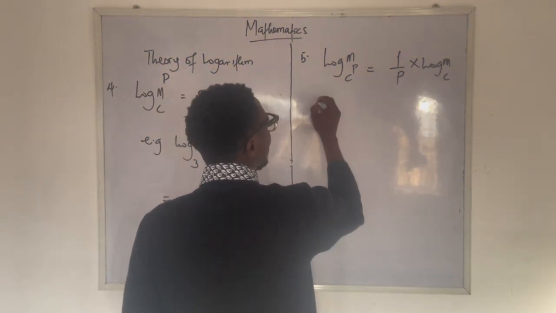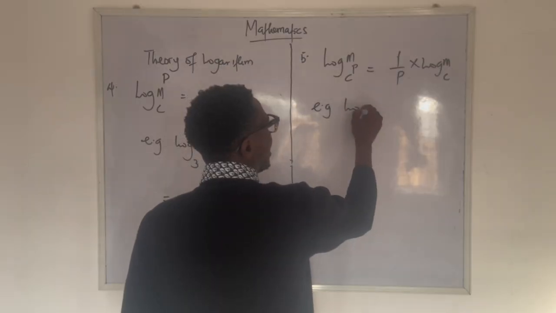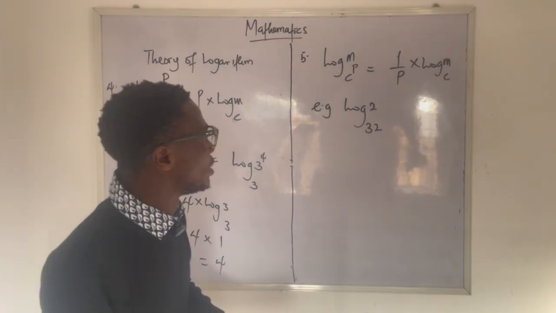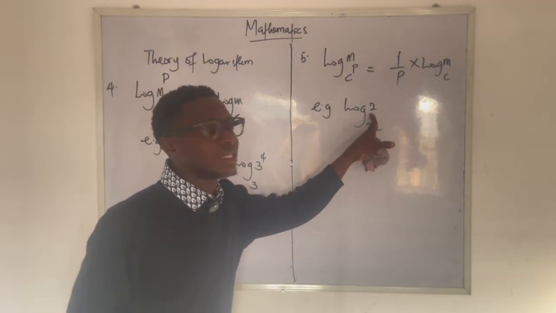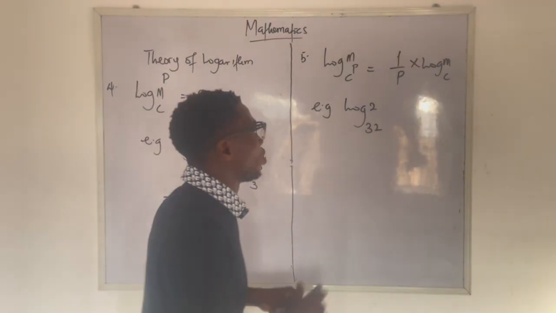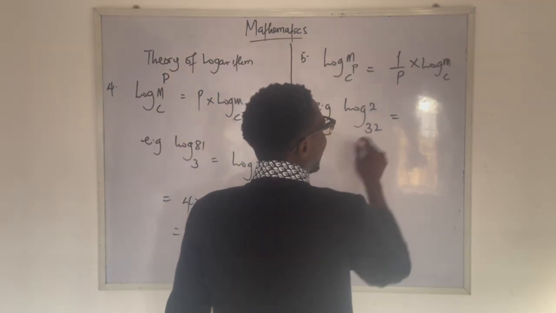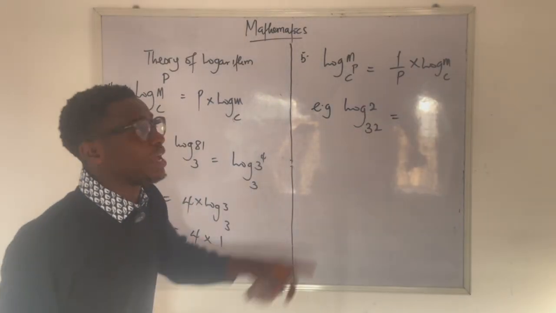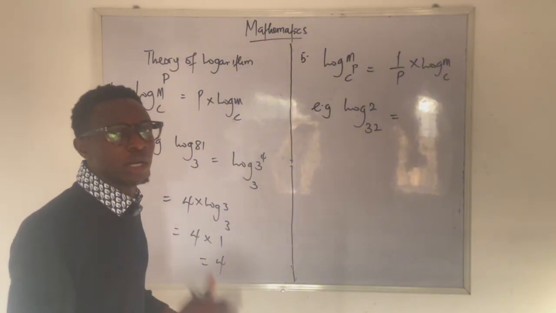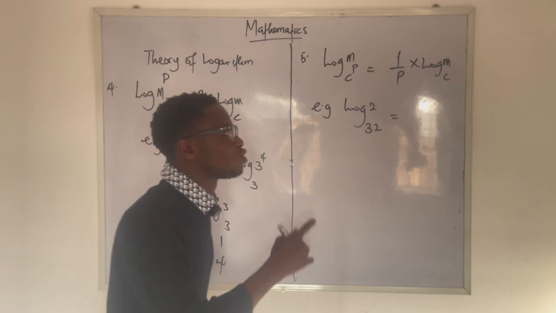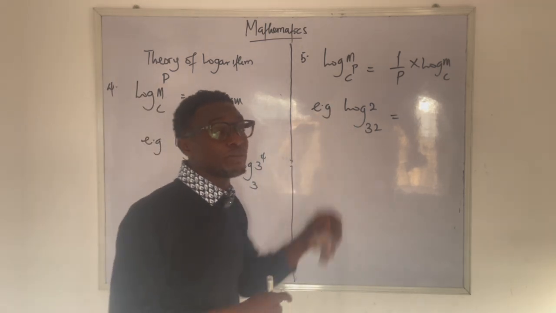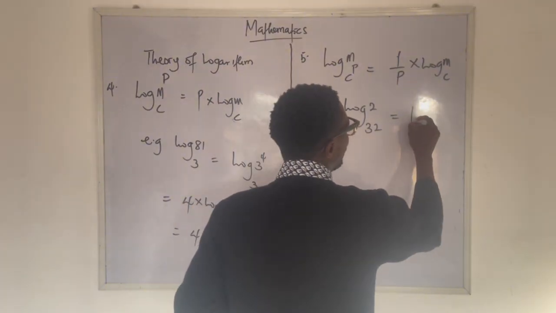A typical example is, let's say you have log 2 base 32. Apparently, you know that the number is lesser and the base is bigger. Applying this law, can 32 be expressed in the power of 2? Definitely yes. That should be one of your thinking. Since we've established that 32 can be expressed in the power of 2, then we do it.